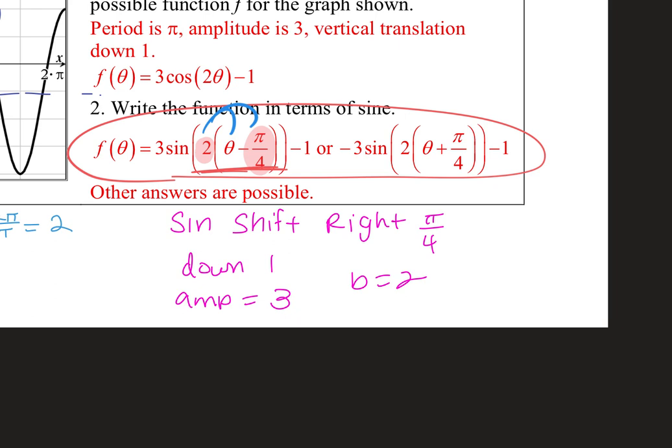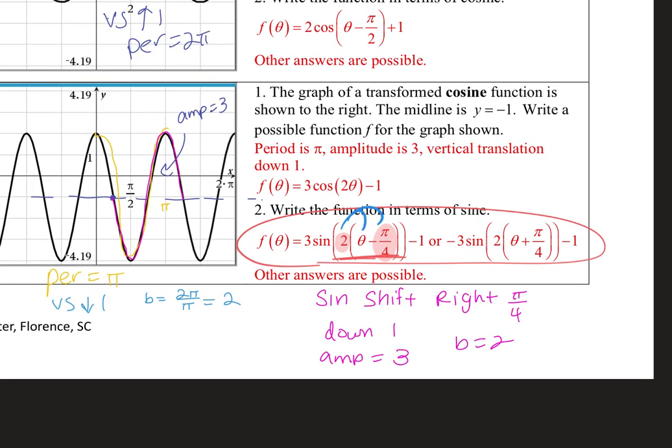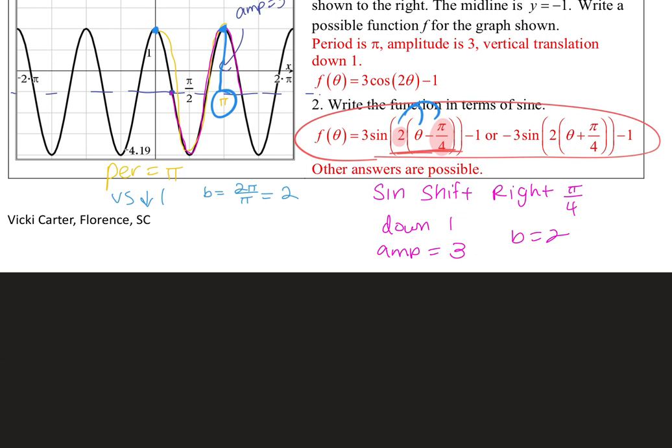Where is the 2 from? The period goes from here to here, which is pi. B is 2 pi over the period, which would be 2. That's the B.